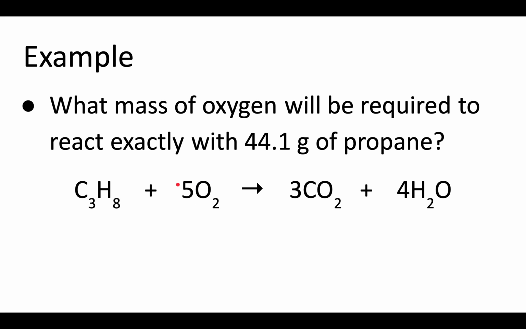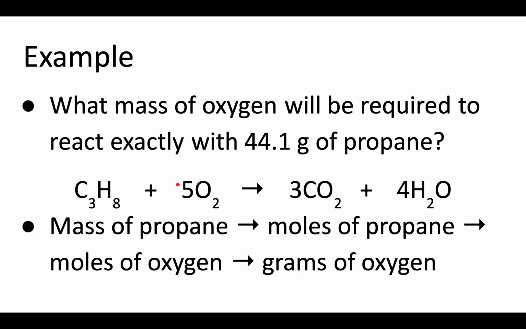In order to figure that out, we need to do all of this, which seems like a lot, but when you're using those railroad tracks, it makes it much easier. We start with our mass of propane, 44.1, and convert that into moles. This is something we've been doing all along. Once I know the molar mass, I can use that conversion: in 1 mole of propane there's this many grams. We're then going to convert that into moles of oxygen using the mole ratio.